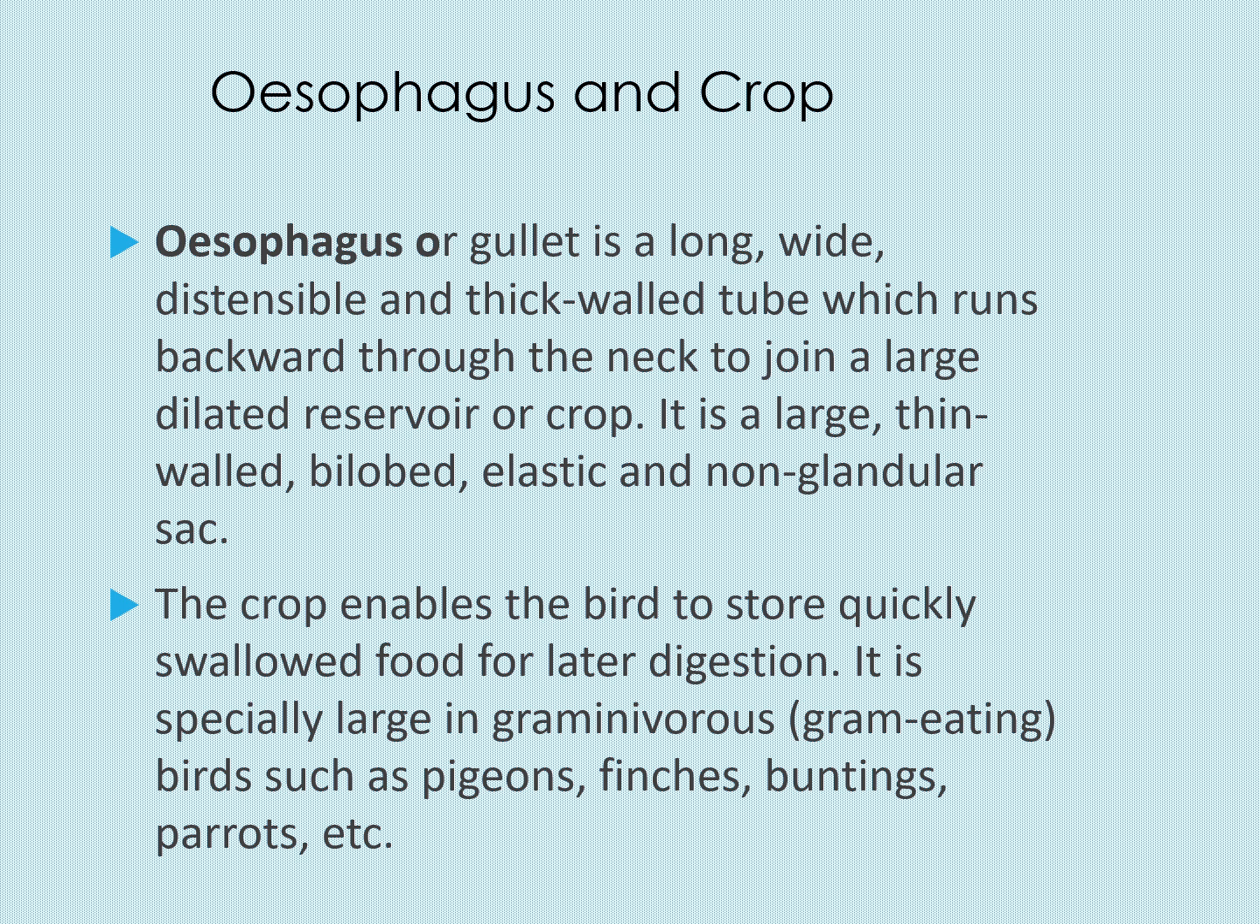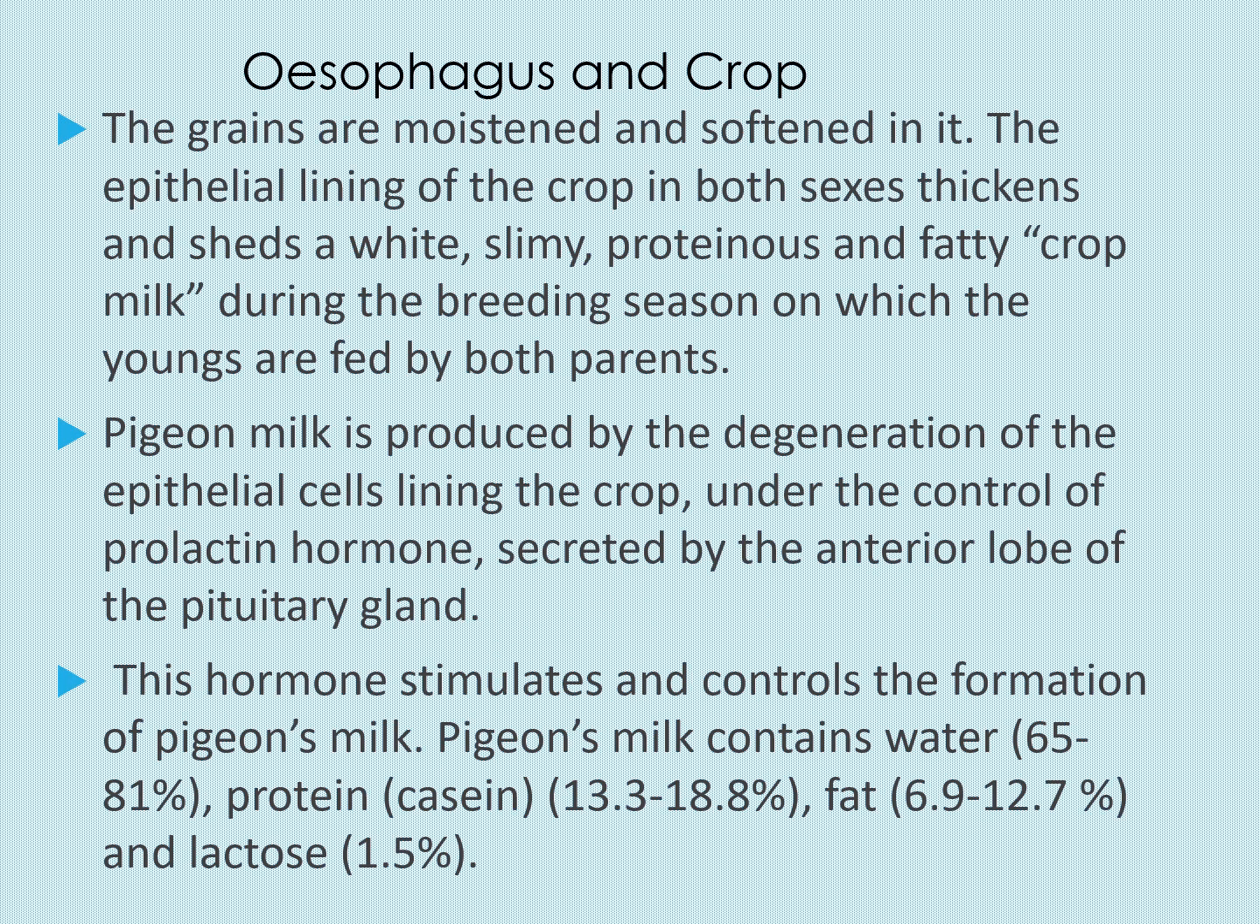The crop is a large, thin-walled, bilobed, elastic and non-glandular sac. The crop enables the bird to store the food, which is quickly swallowed, for later digestion. It is specially large in graminivorous birds, that is, those which feed on grains, like the pigeons, finches, buntings, parrots, etc. The grains are moistened and softened in the crop.